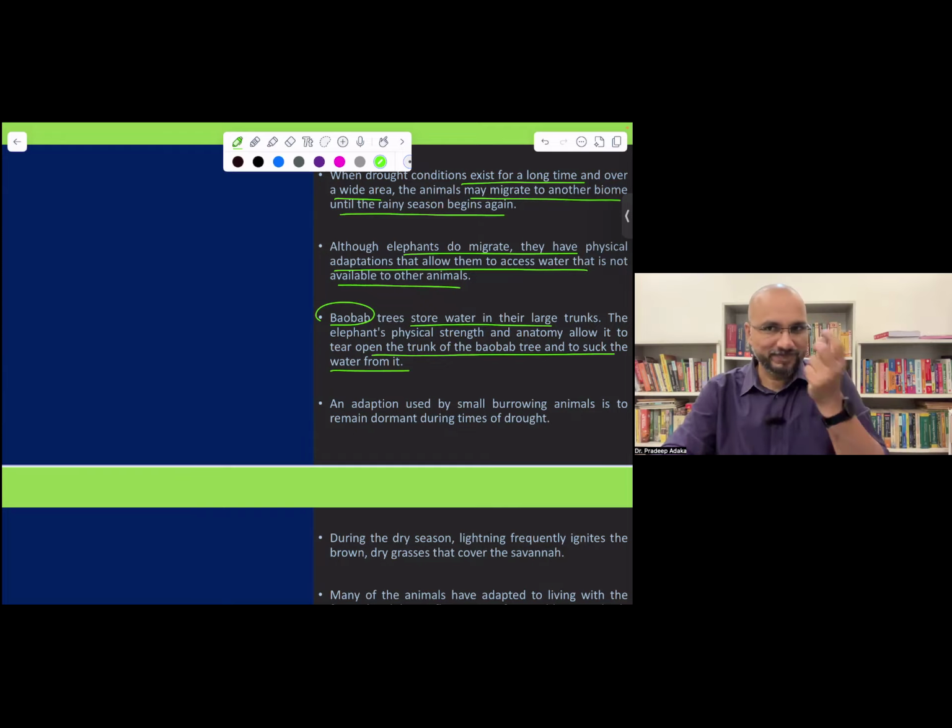You might ask yourself, how does the tusk help the elephant? To protect itself, obviously, a defense mechanism. It has its trunk also, which helps the elephant to lift things. And again, here we can see, the tusks help it tear up the baobab tree and suck the water from the trunk. All right.